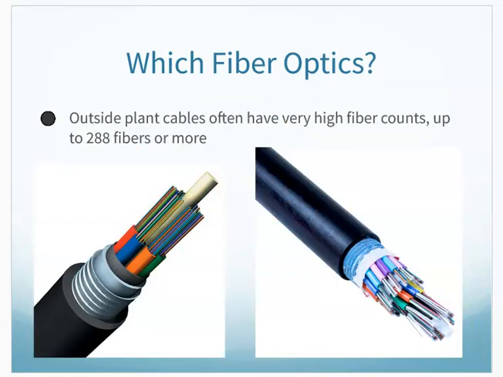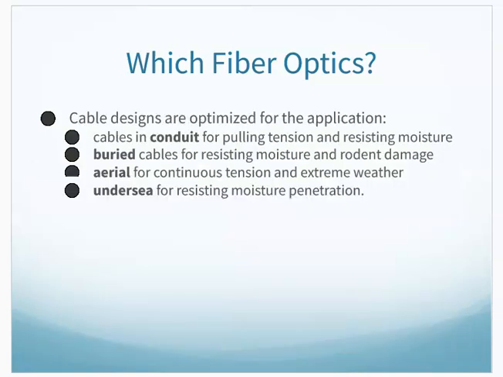Outside plant fiber typically has many strands, just a few up to many strands, acting as a connection between two sites or two large internet service provider sites. Our cable designs are optimized for pulling through conduit, for burying, for aerial, etc. And some of these are going to need special equipment to install. We'll come back in the next podcast and look at some of those.